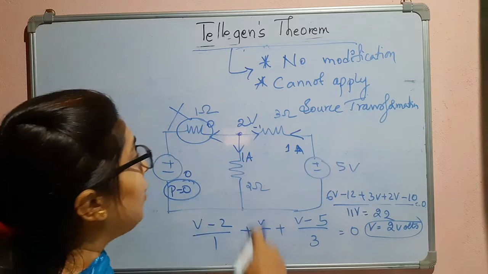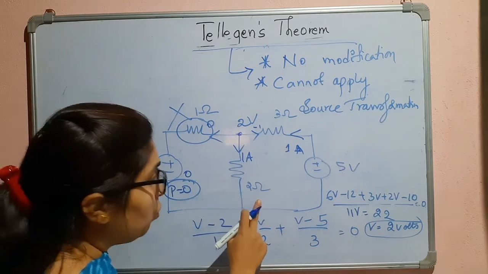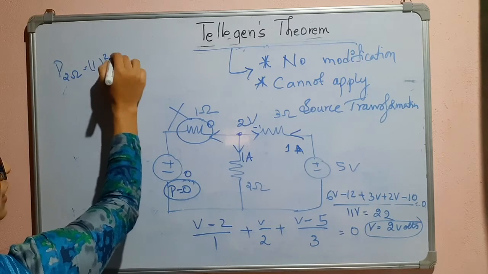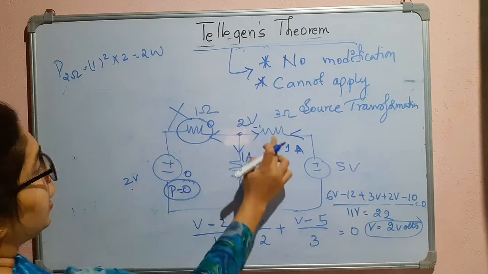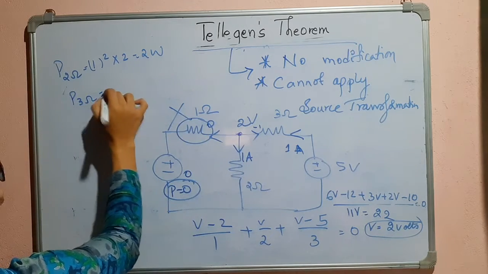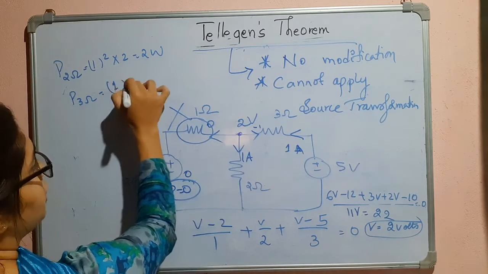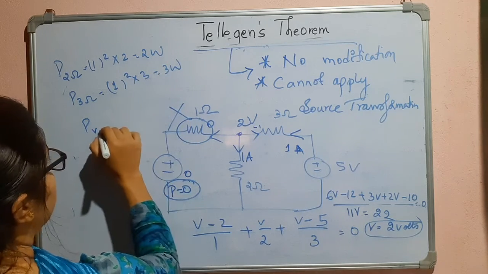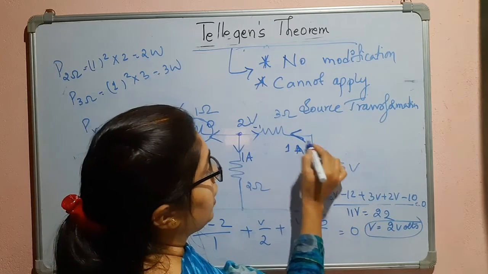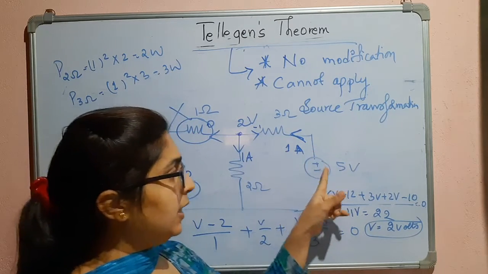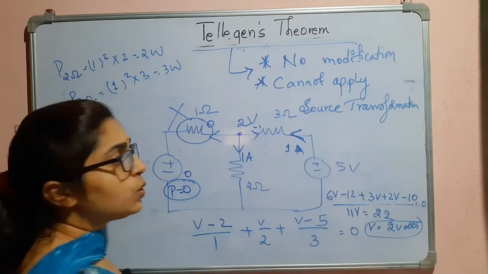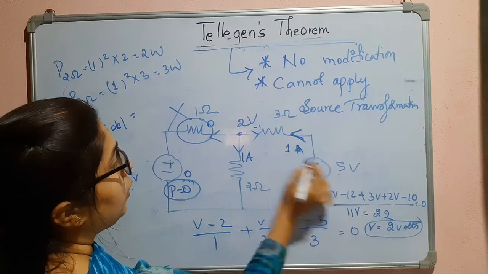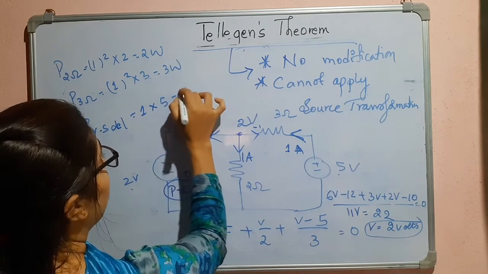Power is 0. But here we can see it is 1 ampere and 2 ohm. So power of 2 ohm is I squared R, that is 2 watts. Next we have 3 ohm. Power of 3 ohm is I squared into 3, that is 3 watts. And next we have the power of this voltage source. The current is flowing in this direction, that means current is leaving the positive terminal. So it is delivering the power. So V into I, 1 into 5 is equal to 5 watts.